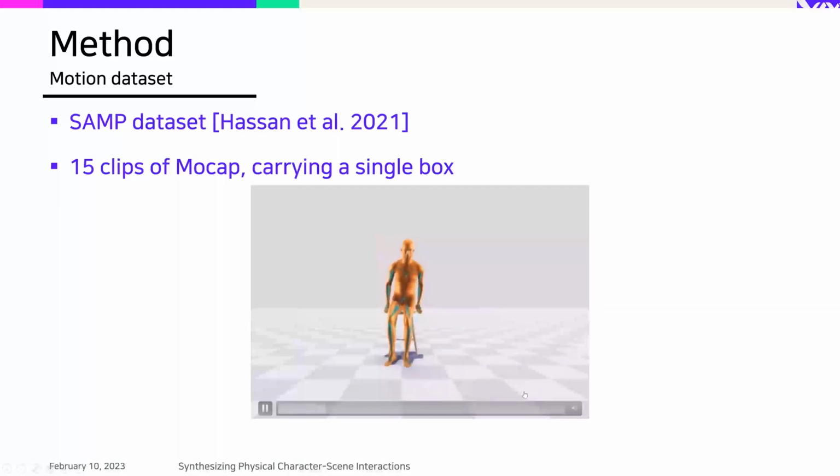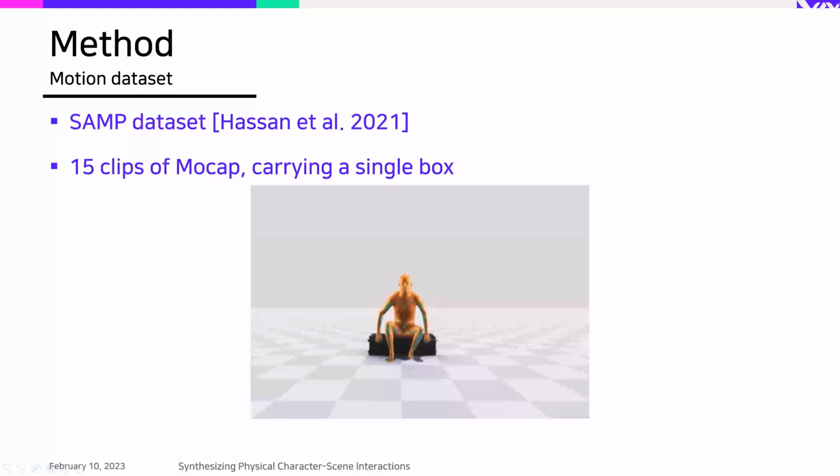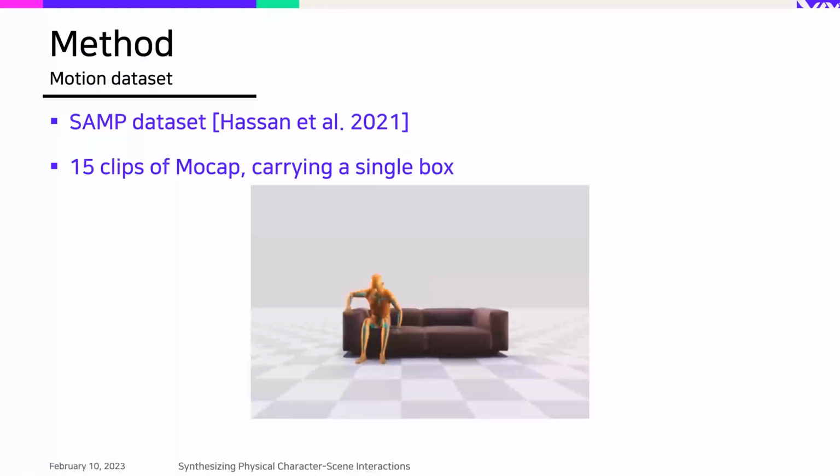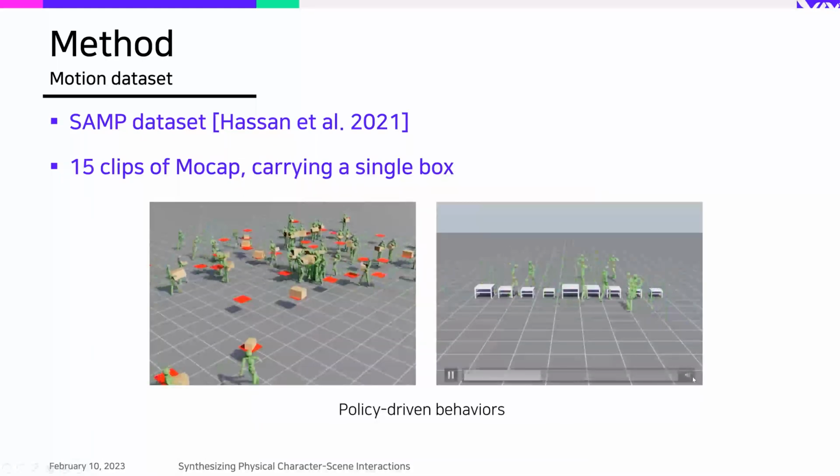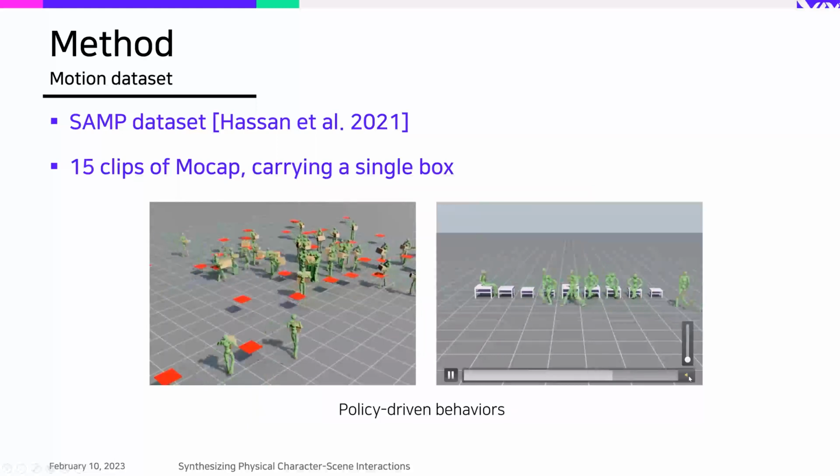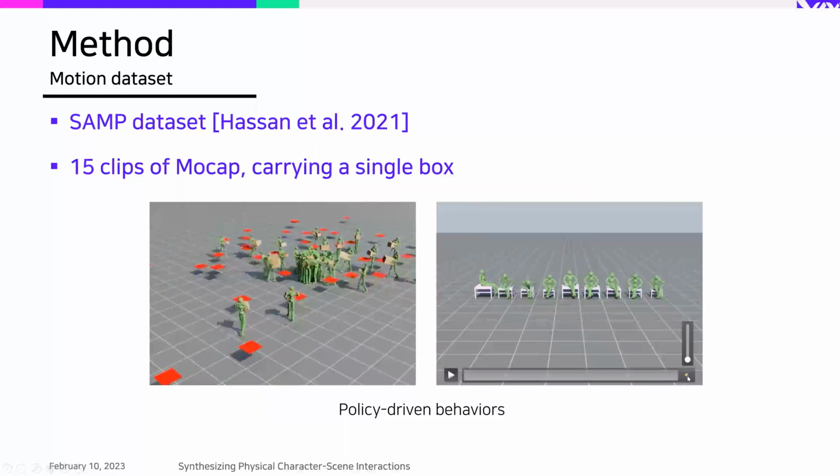For the motion dataset, they used the SAMP dataset and their own mocap of carrying a single box. The SAMP dataset provides examples of human-scene interactions with only 7 objects, and the carrying mocap consists of a single box. Nonetheless, their deep RL framework can naturally interact with a far wider variety of objects.